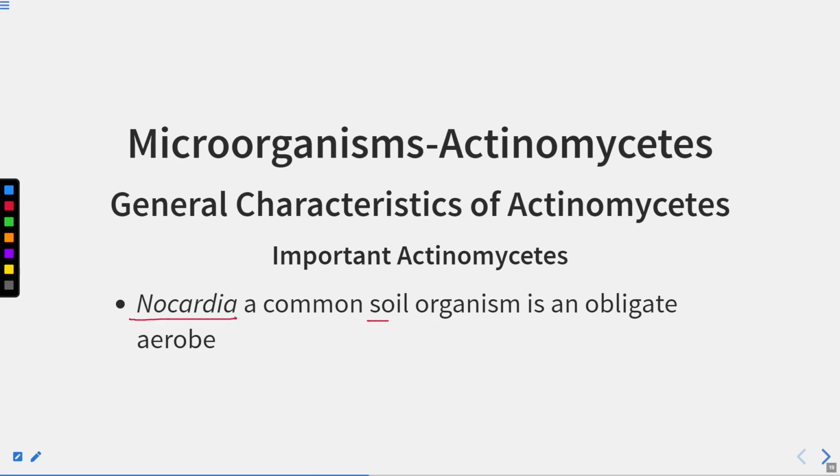Nocardia, a common soil organism, is an obligate aerobe. So this is one of the examples of the actinomycetes, that is Nocardia, and it is a soil organism. It is present in the soil and it is an obligate aerobe.